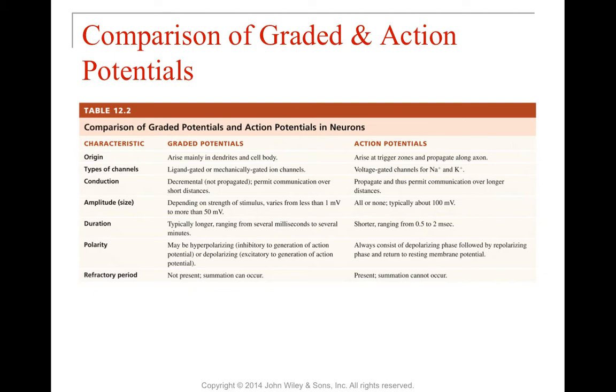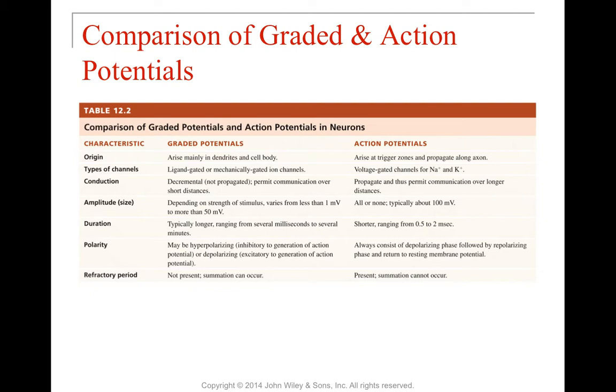Also, the amplitude varies. For graded potential, the amplitude is directly dependent on the strength of the stimulus, whereas action potentials are pretty much all or none. Either it fires or it doesn't. Once you reach that threshold, you're going to induce firing. The duration also differs, because graded potentials typically last longer, oftentimes several milliseconds to several minutes, as opposed to half a millisecond to 2 milliseconds for an action potential. So very quick firing.